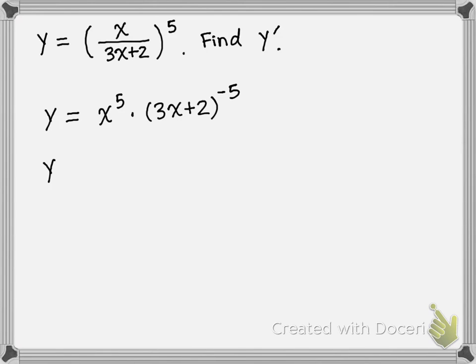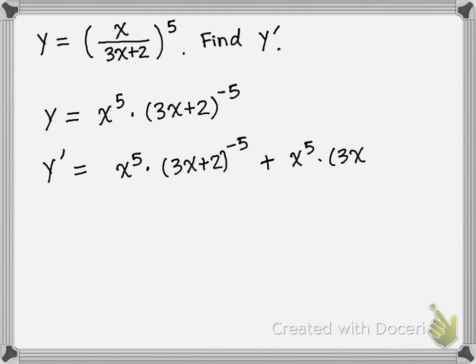So y prime will be, you make two copies of this function, connect them with a plus sign. And then you take the derivative of the first function and the derivative of the second function. And you do get partial credit for the correct first step.